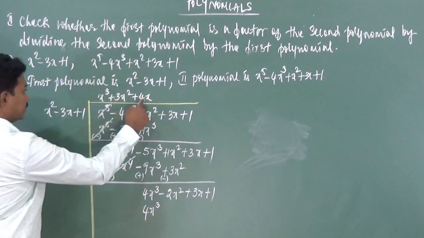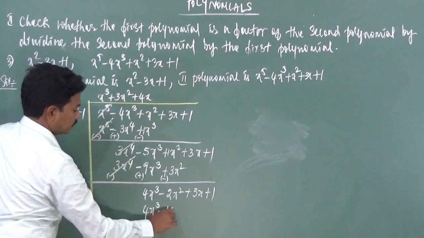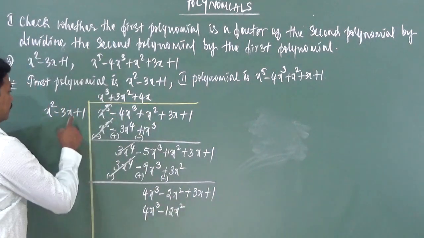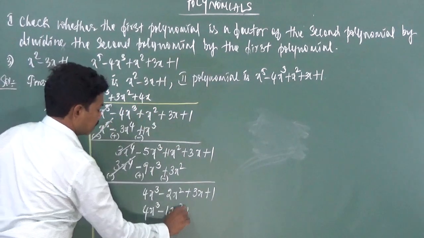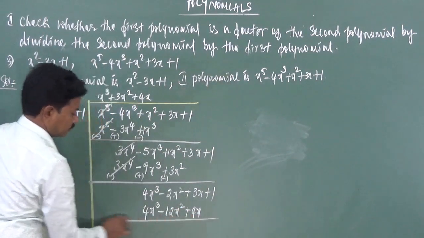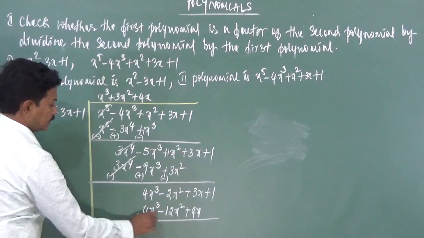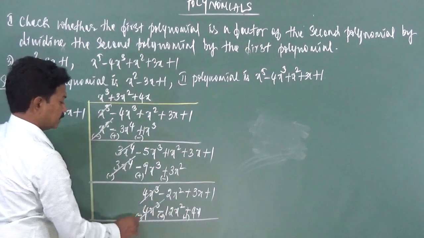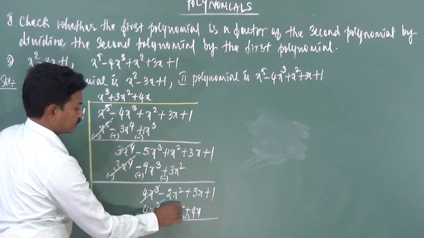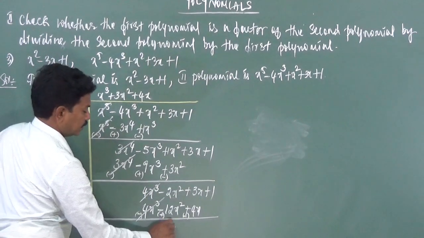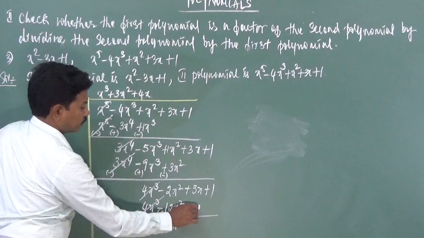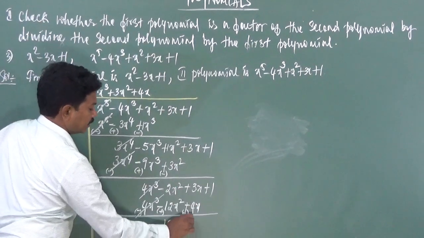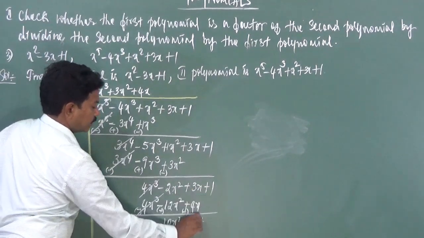Minus 3x into plus 4x is minus 12x square. Plus 1 into plus 4x is plus 4x. So we will subtract this. So minus, it is plus, it is minus. So first terms cancel. So plus 12x square minus 2x square is 10x square. Minus 4x plus 3x is minus x, and plus 1 carries.